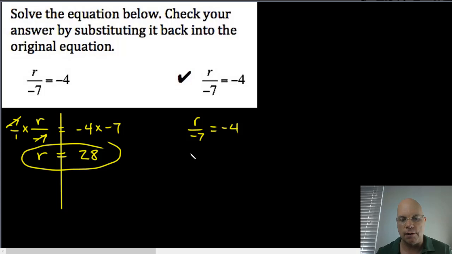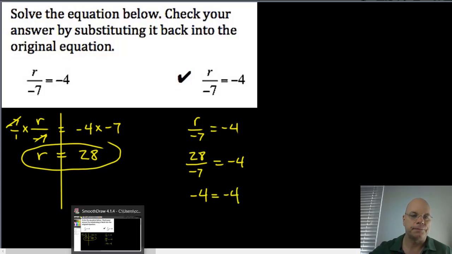I'm going to substitute r for its equivalent value, 28. So 28 divided by -7 should equal -4. A positive divided by a negative is negative, and 28 divided by 7 is 4, so this is -4. So -4 equals -4, and again, that's the reflexive property. -4 equals -4.